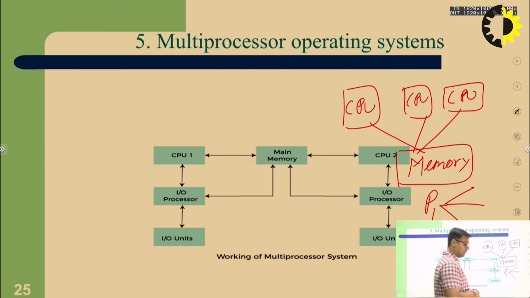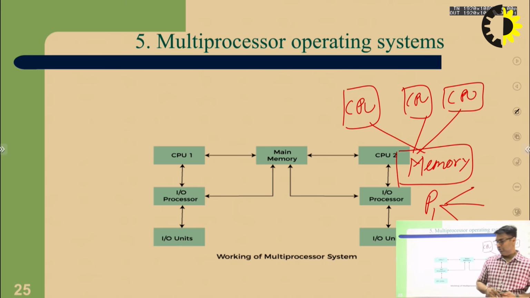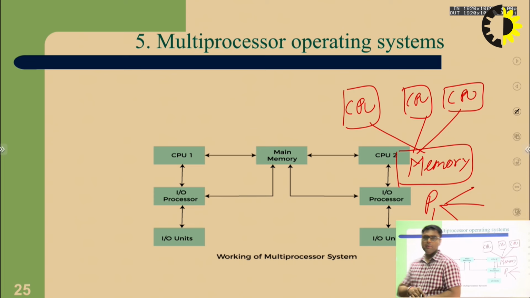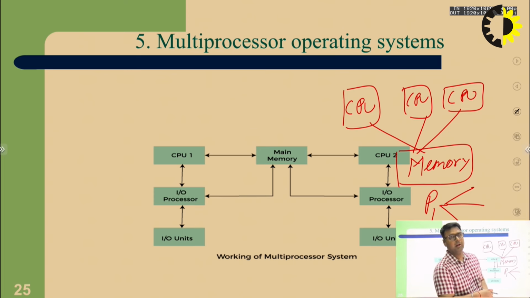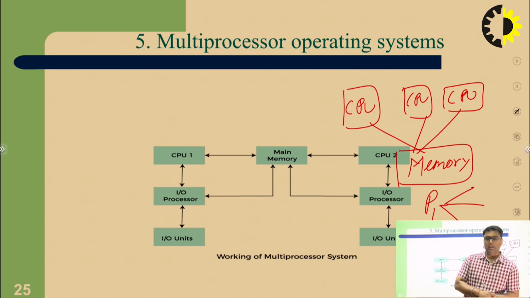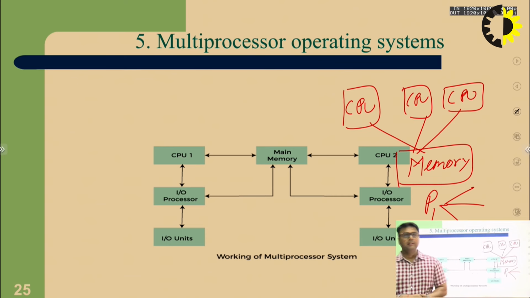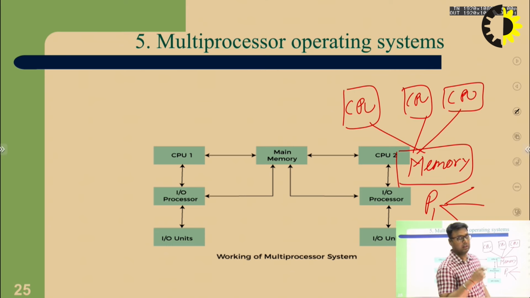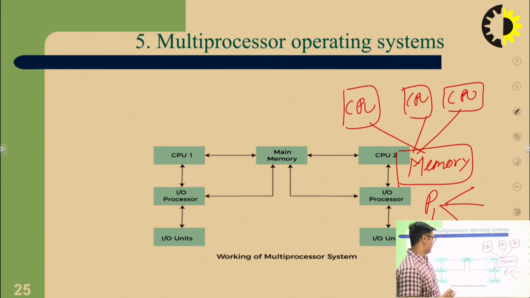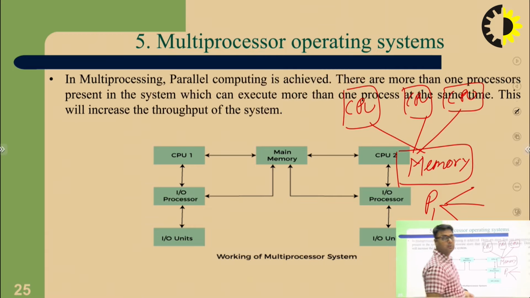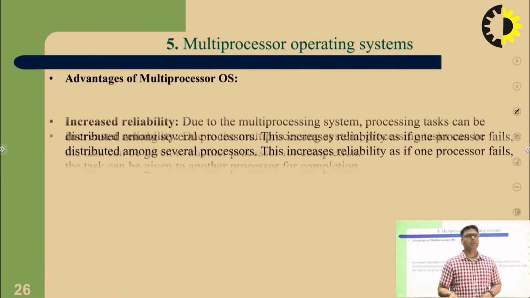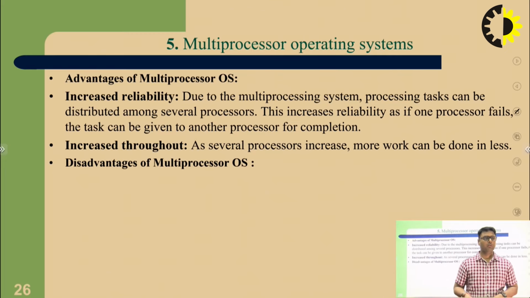A multiprocessor operating system is basically of two types: symmetric and asymmetric. In the symmetric case, every processor has equal availability and there is no boss and slave. In the asymmetric case, one processor gives instructions to the slave and it executes the process. Now I will mention some advantages and disadvantages.